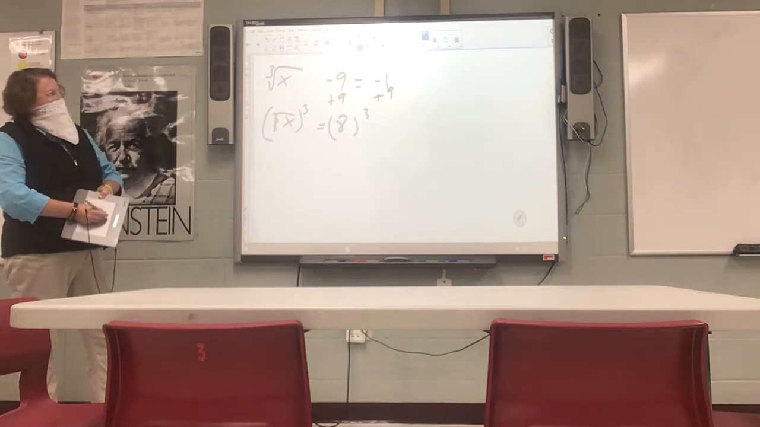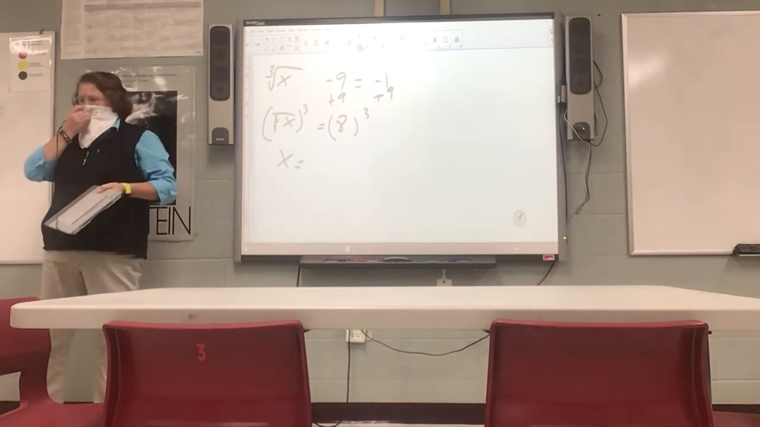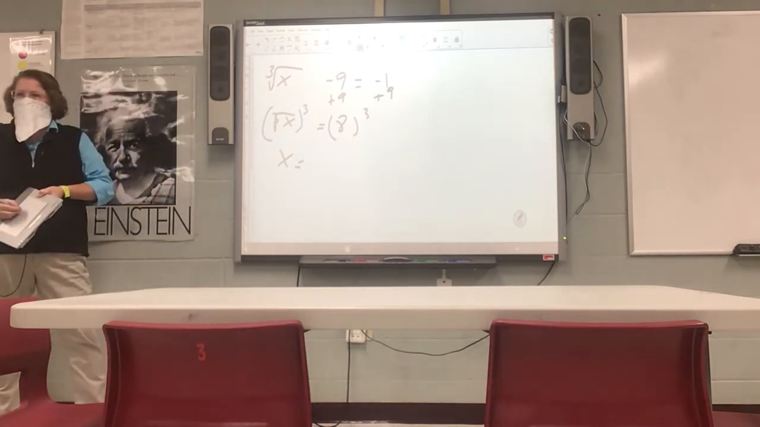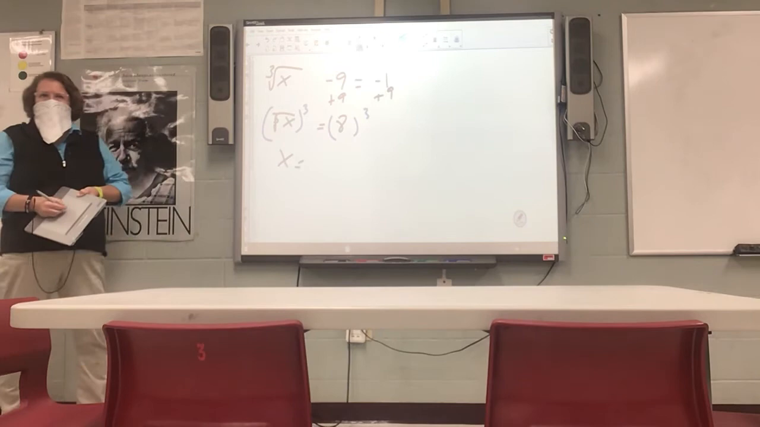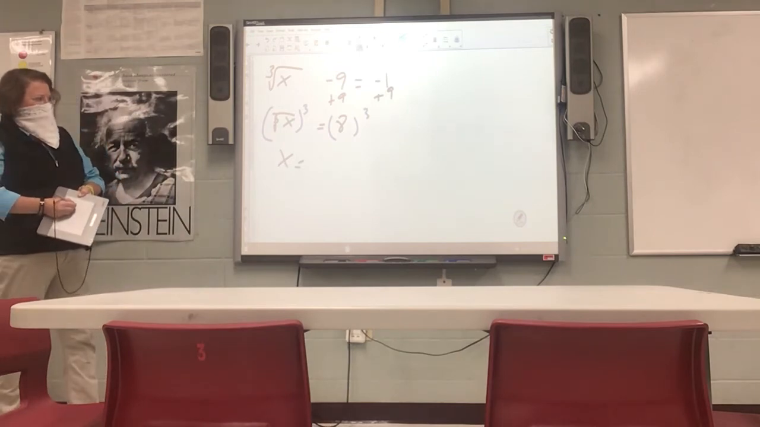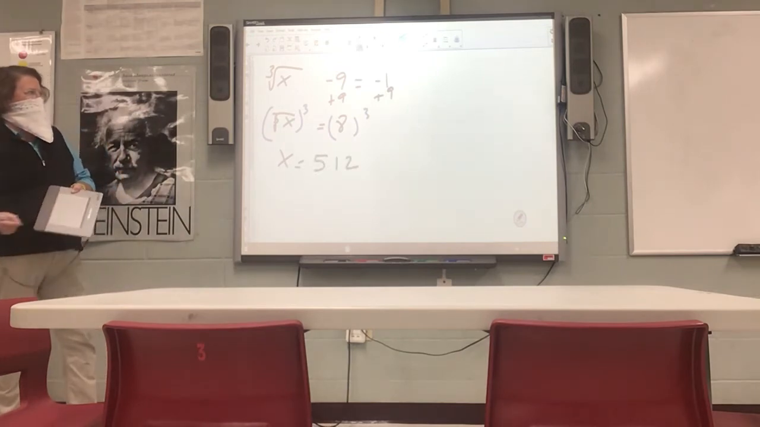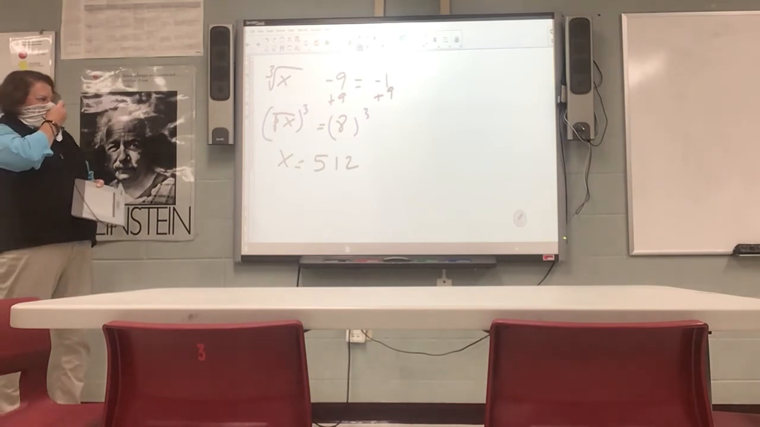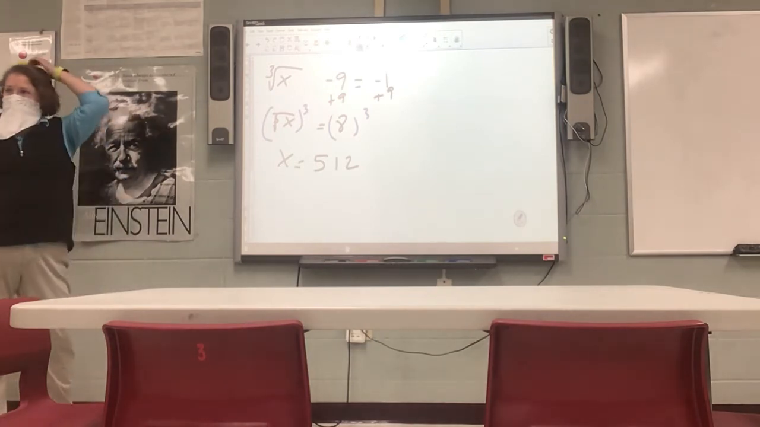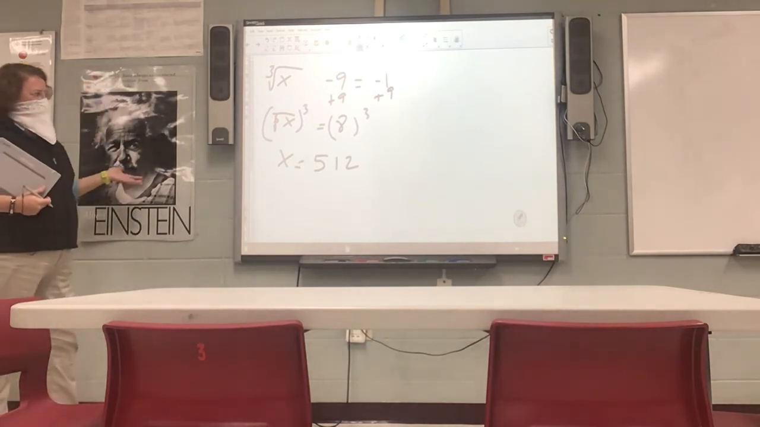The cube root and cube cancel out on the x, so we just have x. 8 cubed, I don't know that one in my head. 8 times 8 is 64. 64 times 8 is 512. x equals 512. Okay, that's a lot.